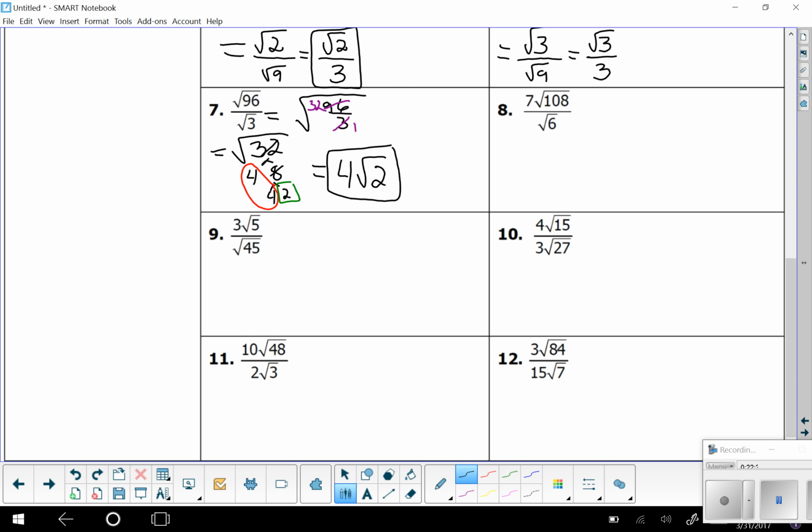So for this one, that one will reduce. This one will reduce.